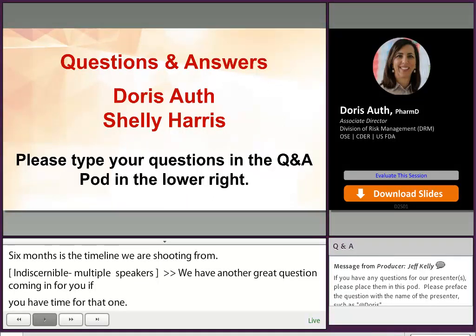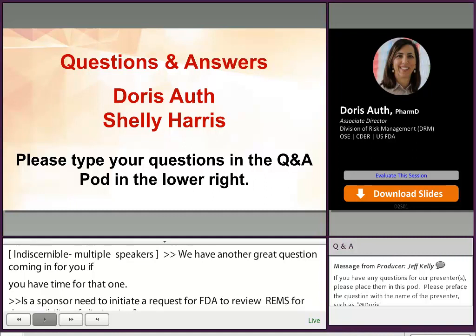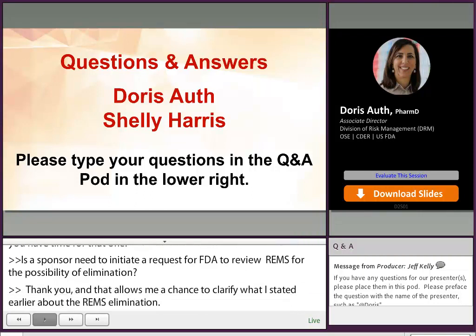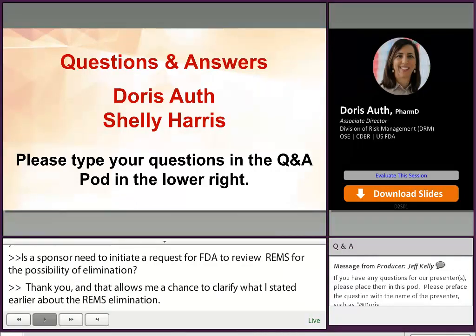Thank you, and that allows me a chance to clarify what I stated earlier in my answer about the REMS elimination. Yes, the sponsor should be submitting the request for elimination as a REMS modification, and ideally the sponsor would have a lot of data in there to support why the REMS could be eliminated.